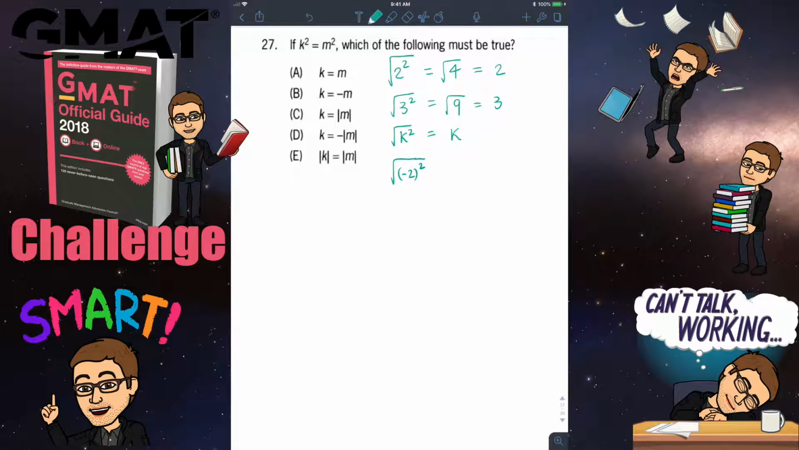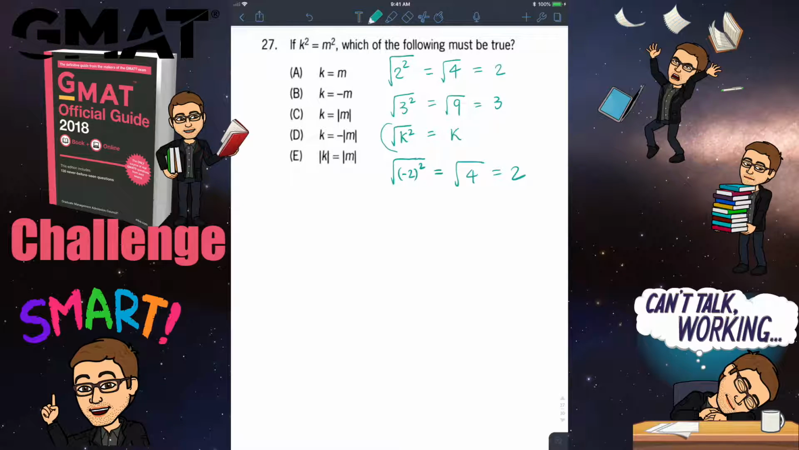Negative 2 squared, and then take a square root. What would it be? So let's do the same thing as before. We calculate what's underneath the square root first. Negative 2 squared is simply 4, and square root of 4 we already know it's 2. And this time you notice something different. Square root of negative 2 squared is not equal to negative 2. It's actually equal to 2.